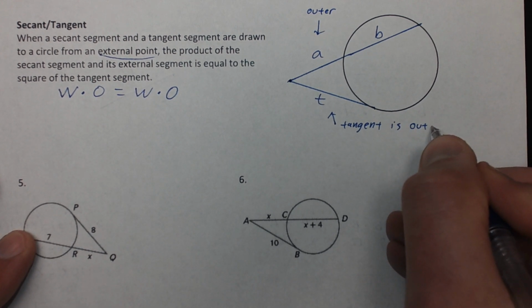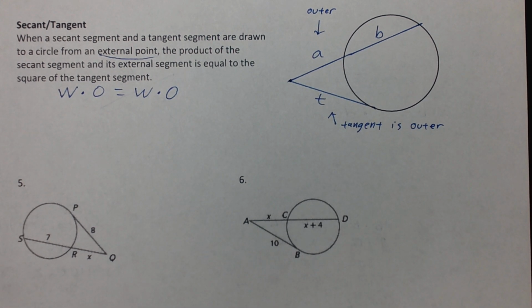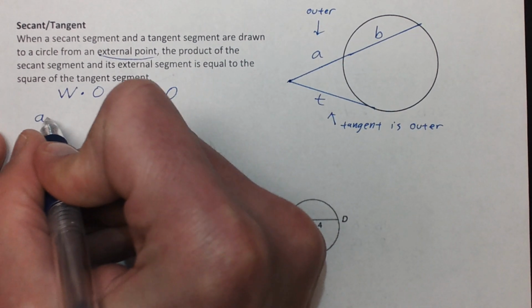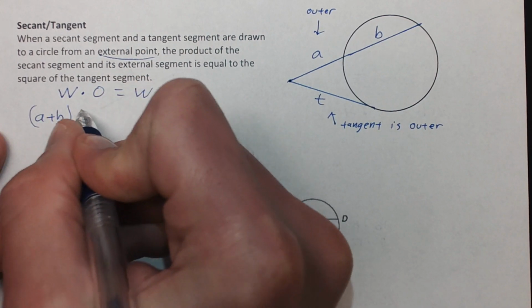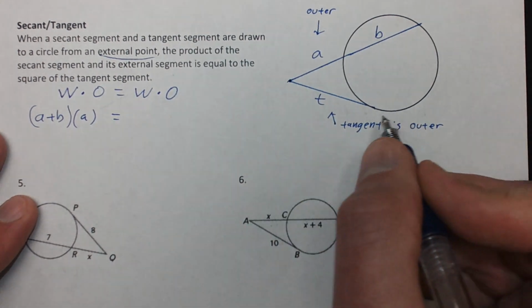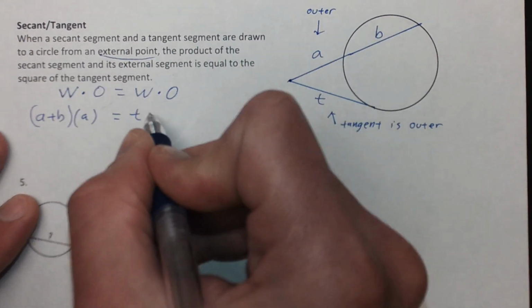So the tangent is already your outer segment. So I'm going to say this, whole times outer equals whole times outer. Well, in this case, what is my whole for the secant? A plus B times, in this case it's just A, equals whole thing. The whole thing is actually T.